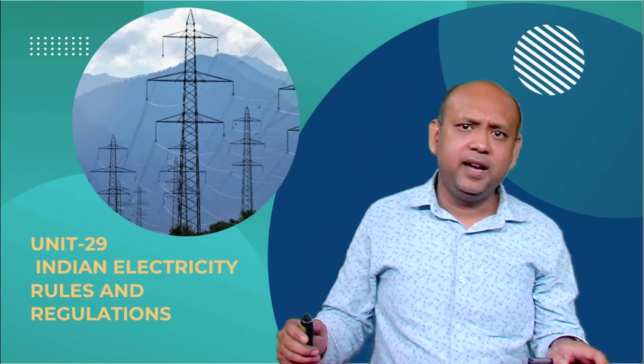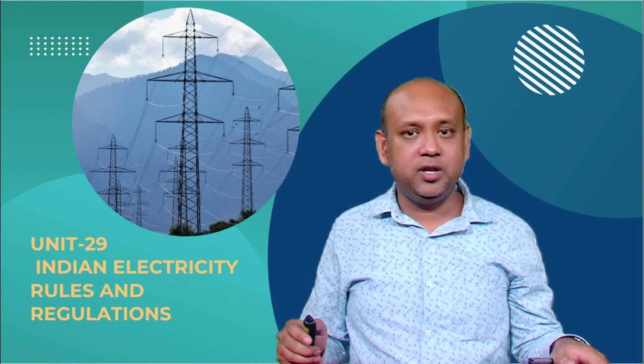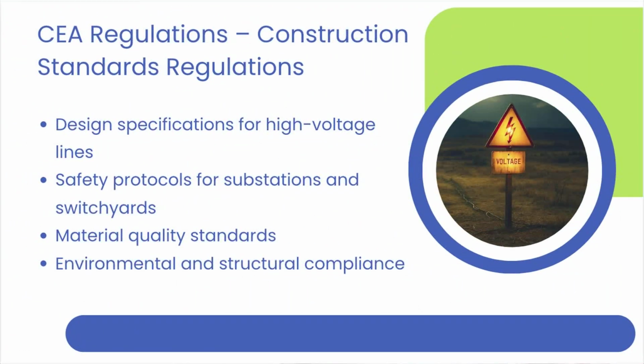The CEA has defined construction standards for power plants, substations and transmission lines. These include design specifications for high voltage transmission lines, safety protocols for electrical substations and switchyards, material quality standards for electrical components, environmental and structural safety compliance measures.